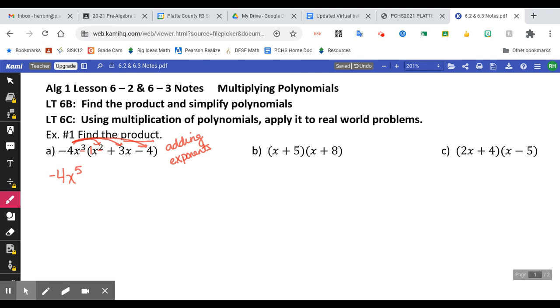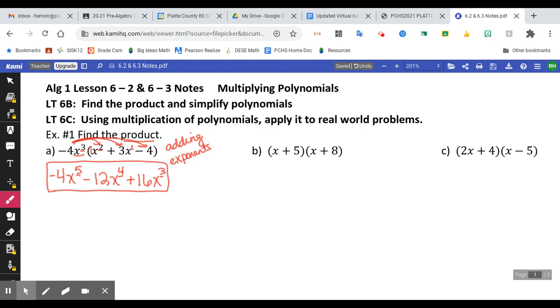Then I'm going to distribute to the middle. Negative 4 times 3 is negative 12. 3 and a 1 gives me x to the 4th. And then negative 4 times negative 4 is positive 16. And I still have this part out here, so it's just x to the 3rd. So negative 4x to the 5th, negative 12x to the 4th, plus 16x to the 3rd becomes my answer. I can't combine any of these because they all have different exponents, so they aren't like terms. So once we have our answer, we're ready to go.